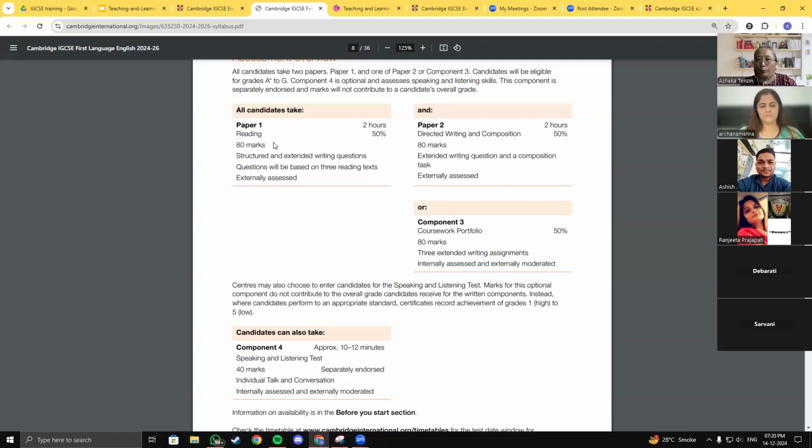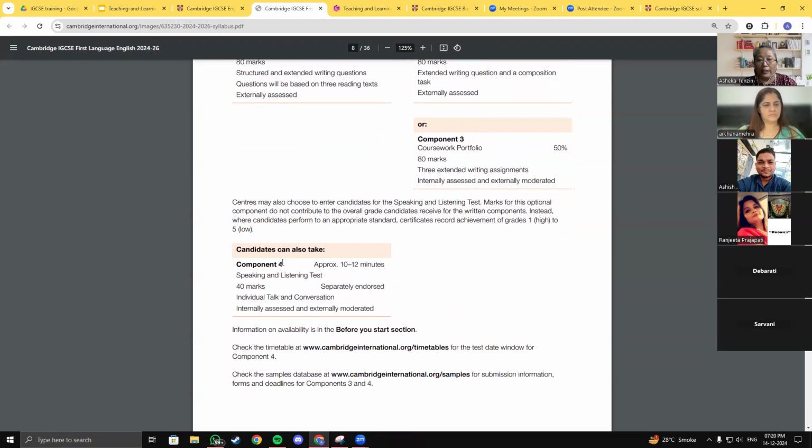So either you do paper 1 and paper 2, or you do paper 1 and paper 3. If I have to do paper 3, it's a portfolio. The students will complete it at school, the teacher will grade it, and then you will have an external moderator who will grade it separately, and then that will go to Cambridge. So this is 50%, this is 50% weightage. Now, candidates can also take a speaking and listening test. This is a choice.